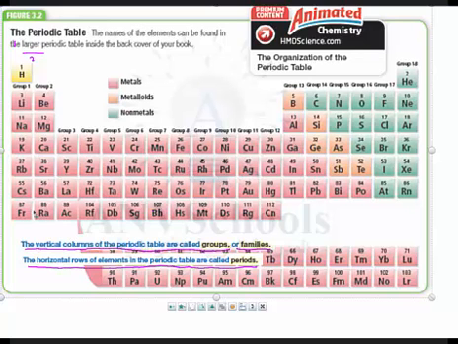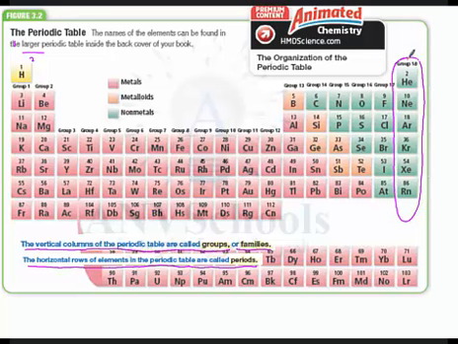Normally, the periodic table organizes elements by their chemical properties. The vertical columns of the periodic table, which are called groups, have similar properties. Each group contains elements with similar chemical properties. For example, these ones, which we call the noble gases, will show the same characteristics.